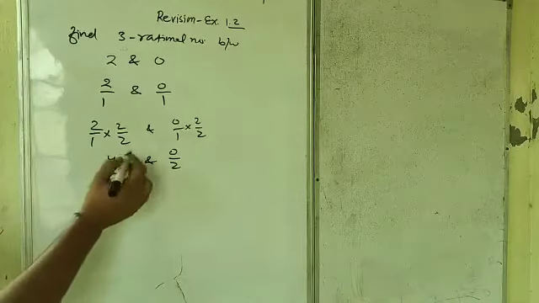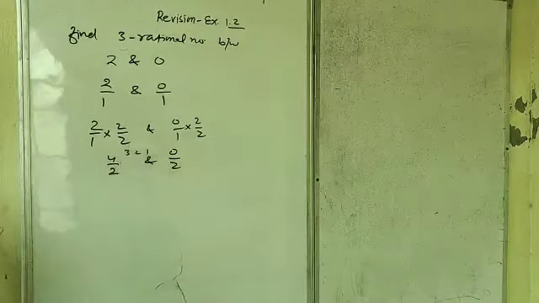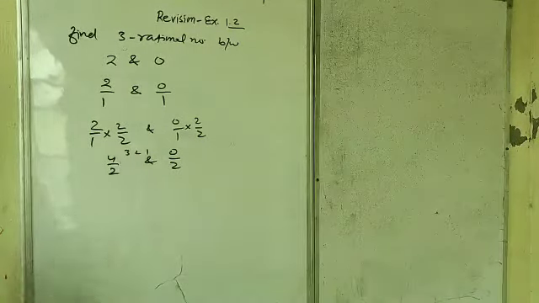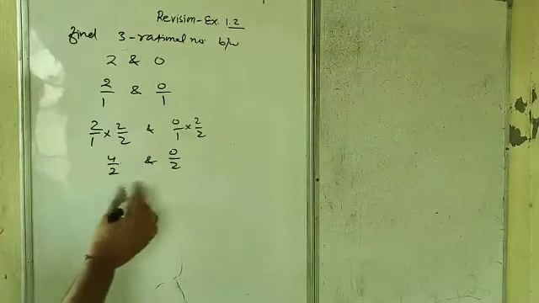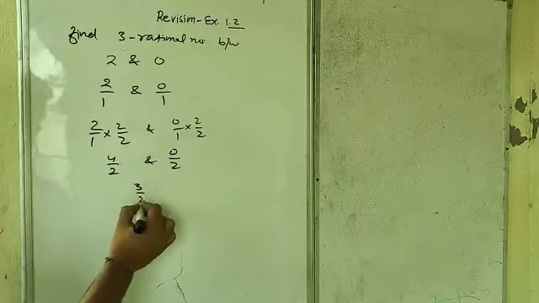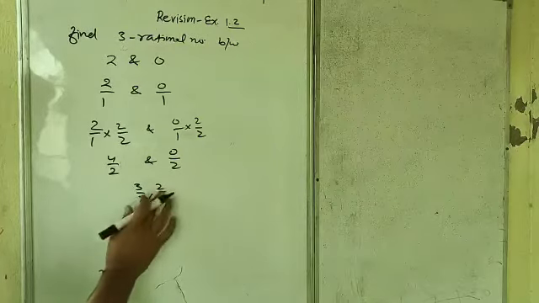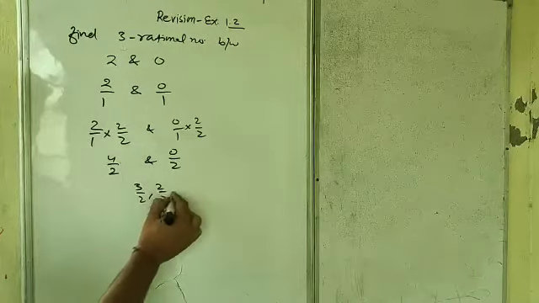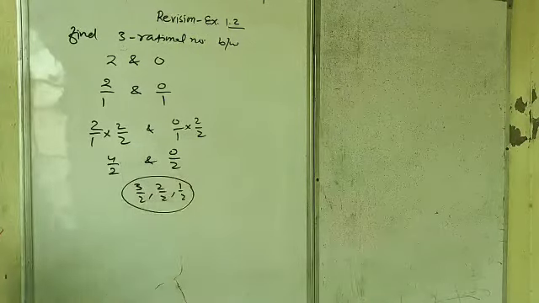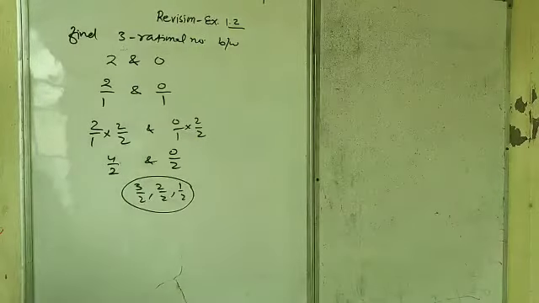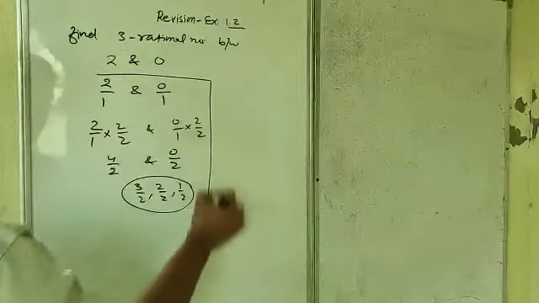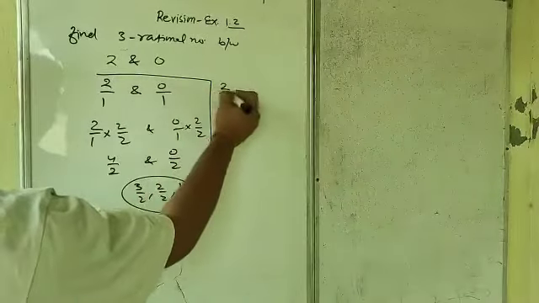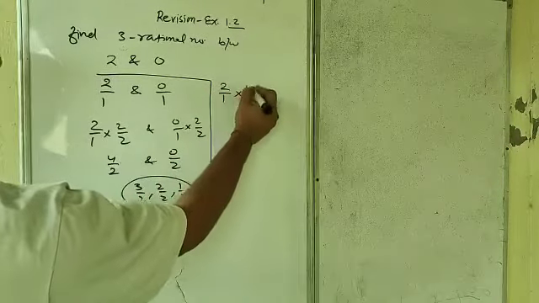How many numbers are there between them? 3, 2, 1. We get three different numbers already. So the three rational numbers between them are 3 by 2, 2 by 2 and 1 by 2. So these are the three rational numbers which lie in between them. We can also find the same with this method. We can also multiply it by 10.